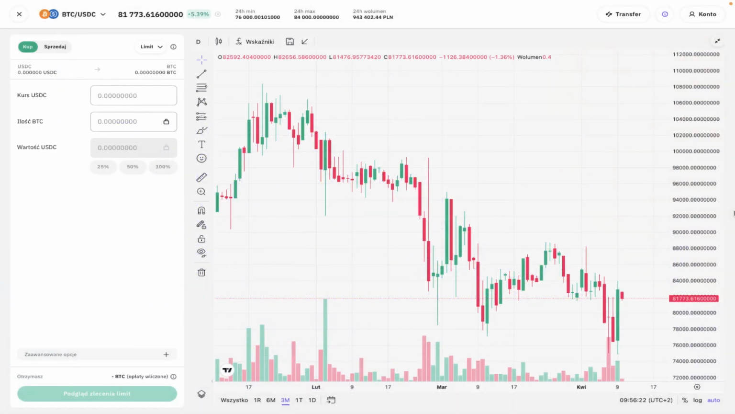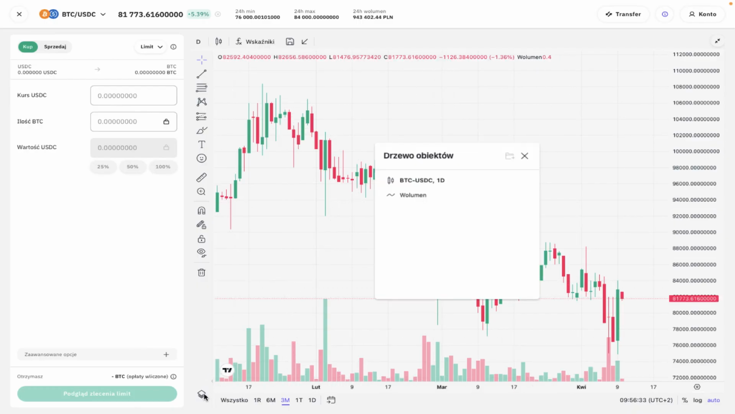Today is Thursday, April 10th, 2025. Let's take a look at the daily time frame chart of the Bitcoin. Bitcoin is quoted to USDC, and this is of course the chart consisting of Japanese candlesticks.